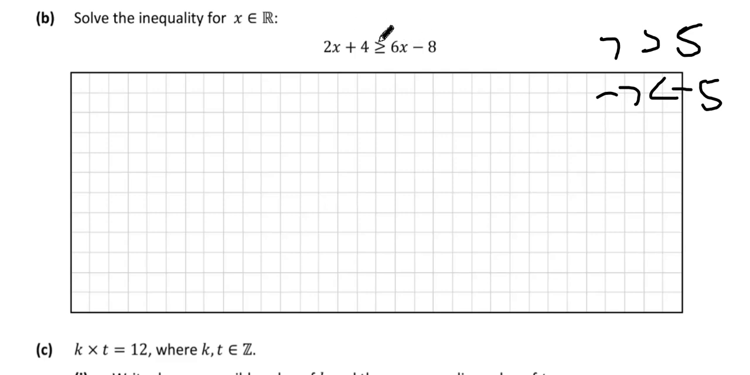Get the x's to one side, okay? Stays, goes, goes, and stays, okay? Then the 6x goes, and what happens? The 4 goes. 2x takes 6x.